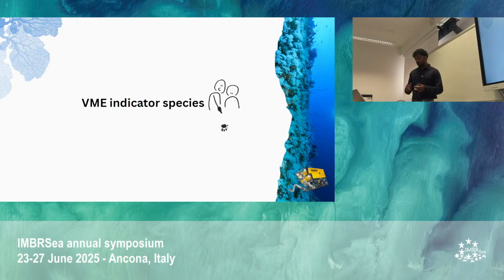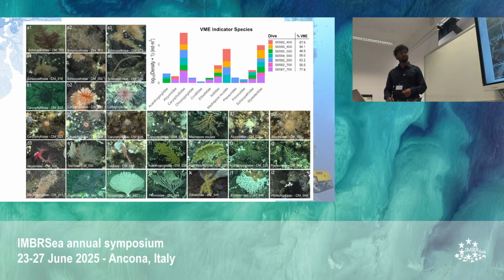Now let's look at the presence of vulnerable marine ecosystem indicator species. In this study, I recorded 32 vulnerable marine ecosystem species, which is remarkable, and I also plotted their densities. When I compare the transect-wise presence of VME indicator species, almost all the transects recorded more than 50% VME species densities, and some transects reached high numbers around 95% or 94%, which is remarkable.